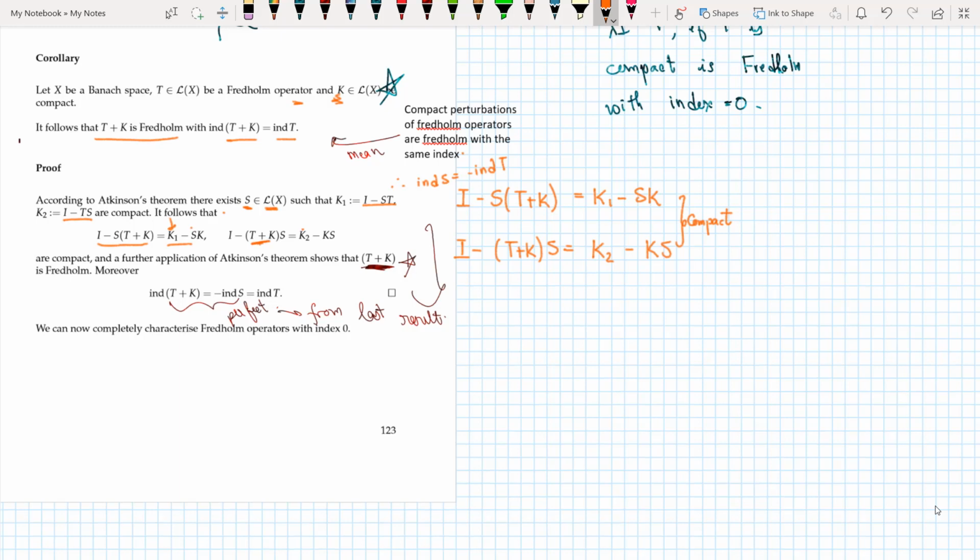see that, is equal to the minus index of S, same because of the corollary that we did above, that I minus ST, I minus TS are both compact, so index of S equals minus index of T, so index of T plus K equals minus index of S, but this was equal to the index of T, and that's pretty much it for this corollary.